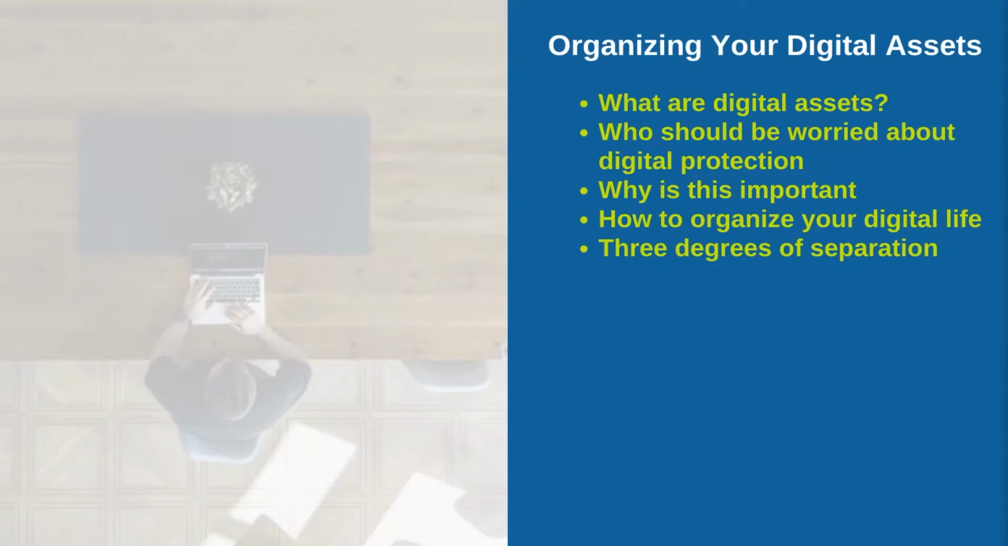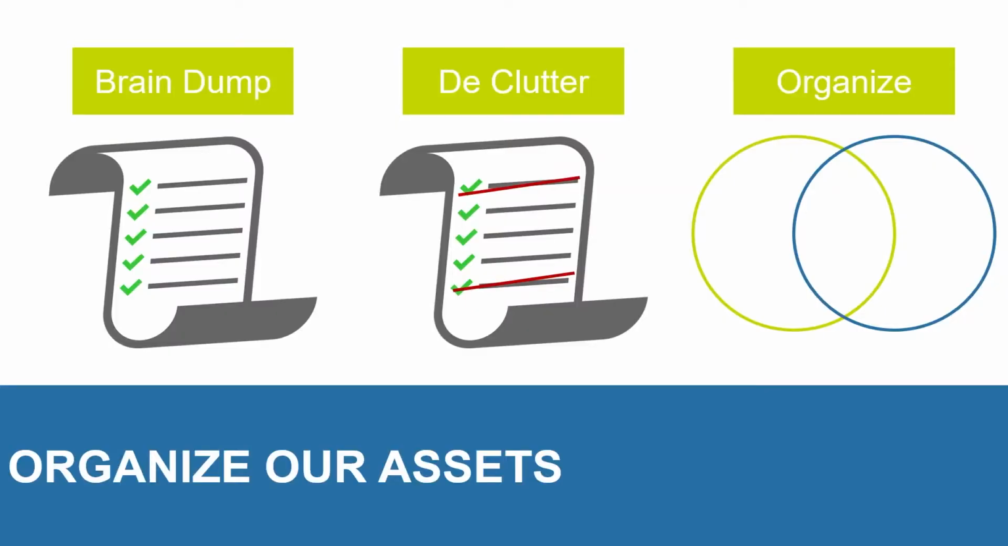So let's talk a little bit about how to organize your digital life. In this workshop, we're going to organize our assets in 3 stages. We're going to brain dump, we're going to declutter, and then we're going to organize. Before you can start separating and everything else, you have to know what you actually have, right? And so the first thing that we're going to do is we are going to brain dump, and let me show you how to do that.